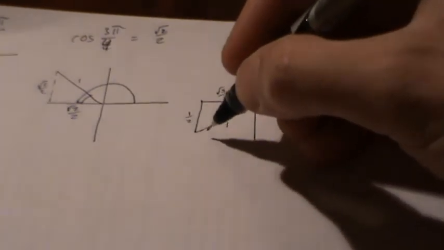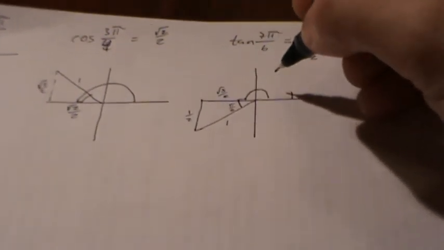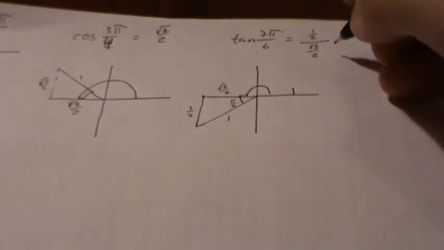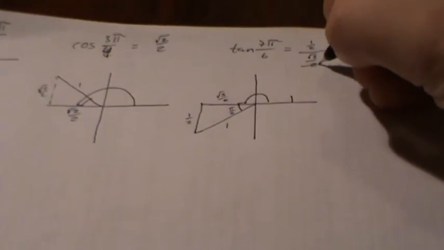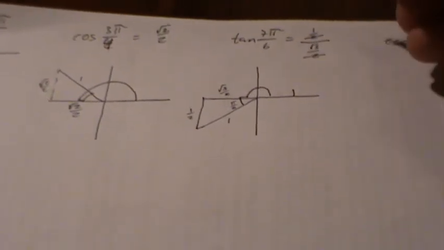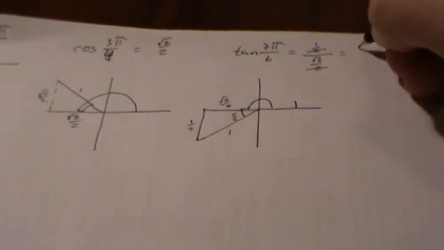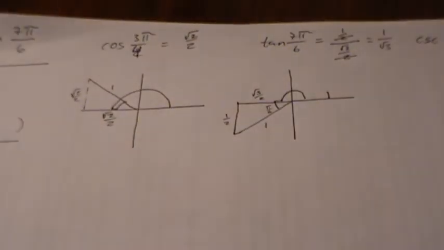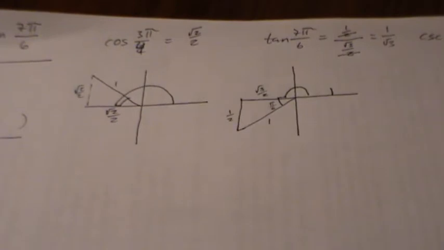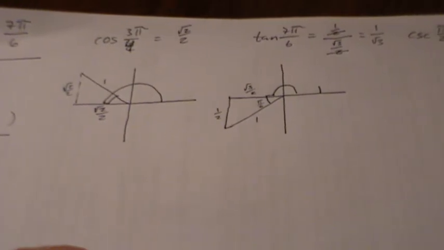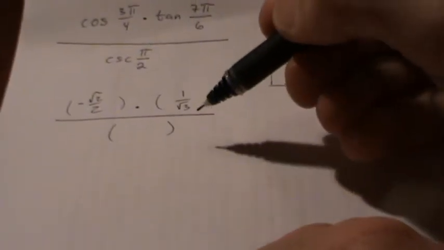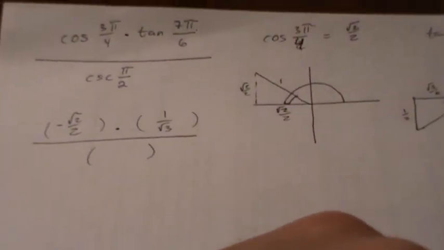and tangent is positive here, C-A-S-T. These two 2's cancel, and I'm left with 1 over the square root of 3. Okay, and then I wrote the 1 over square root of 3 in my thing here for tangent of 7 pi over 6.